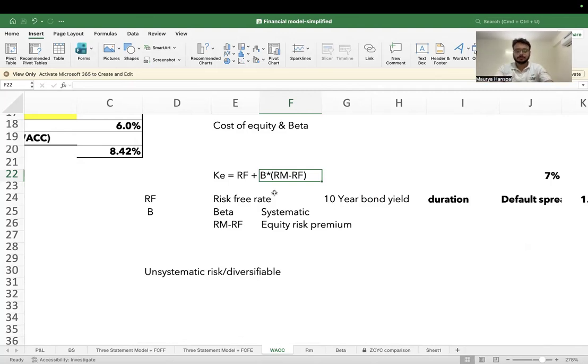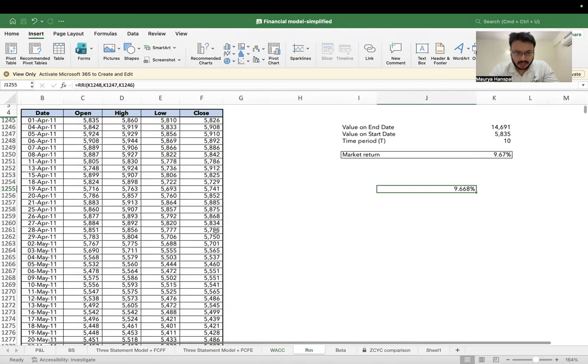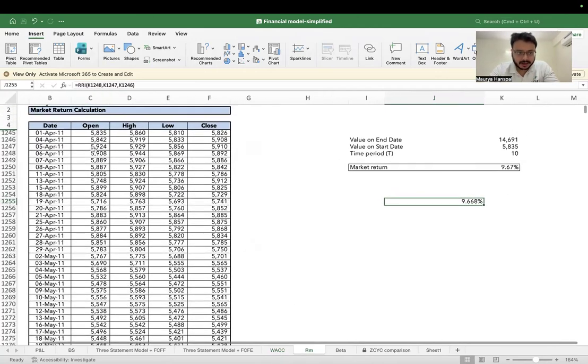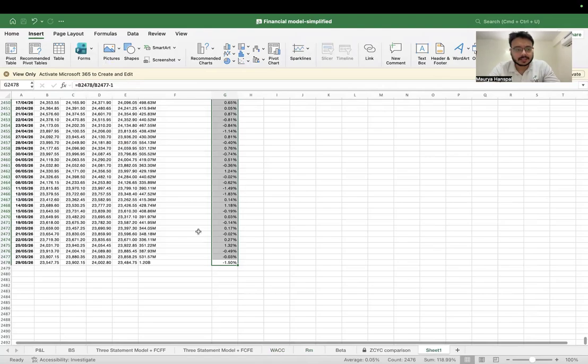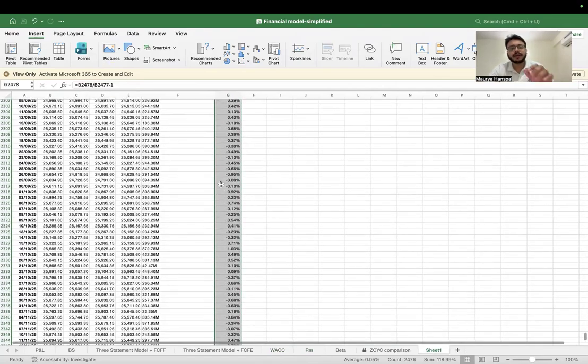Okay. Now we'll go to this tab, the RM tab. Now here I've taken the data of the past 10 years, just to update this data. This is the updated data which I've taken up here.